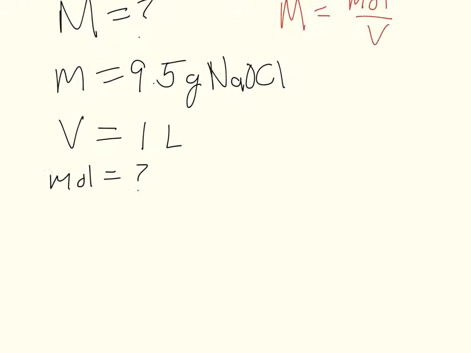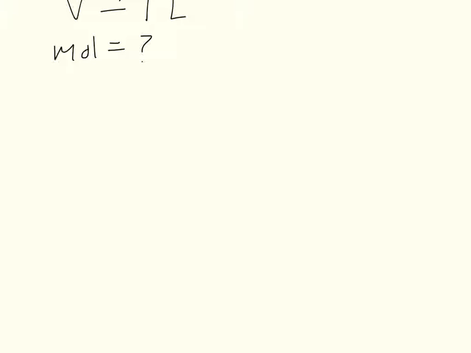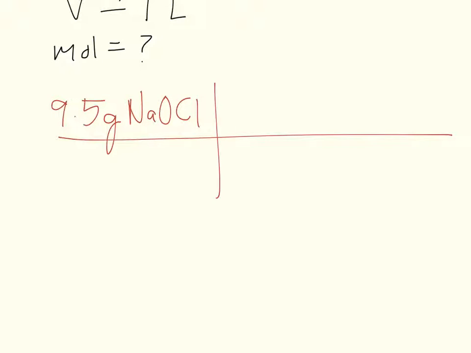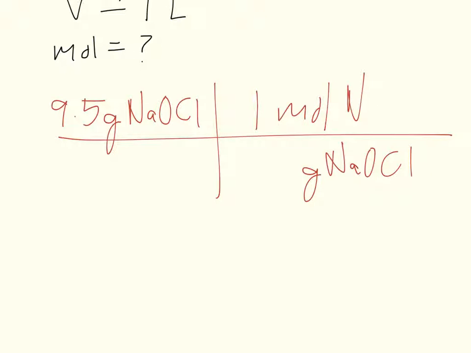So, let's do that. If I want to know my moles, I take my 9.5 grams of NaOCl, and I have to convert to moles. So if I have grams of NaOCl here, what goes down here? Grams of NaOCl. And what's going to go up here on top? 1 mole of NaOCl. Okay? How many grams?